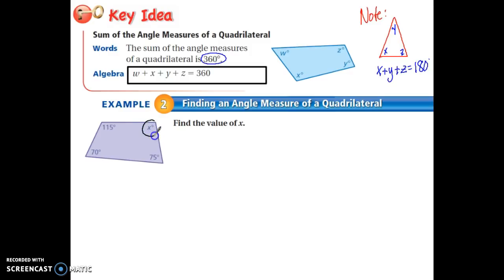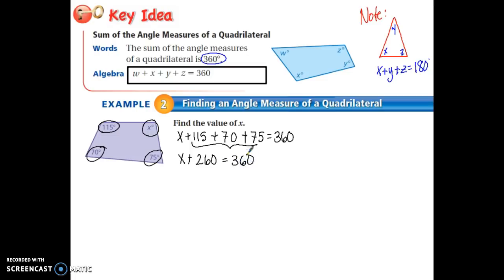So in example 2, I need to find the value of X. Well, I know that if I start with X and add all four angles, X plus my next angle is 115, plus my next angle is 70, plus my next angle is 75, I am going to equal a total of 360 degrees. In order to solve, I need to make sure that I simplify the left-hand side first. So I'm going to add up these three numbers. And when I do that, I end up with 260. Still equals 360. Now I need to solve for X or isolate X. So I'm going to go ahead and subtract my 260 from both sides. In doing so, I isolate my X, and I find out that X is equal to 100. So the missing angle in this quadrilateral is going to be 100 degrees.